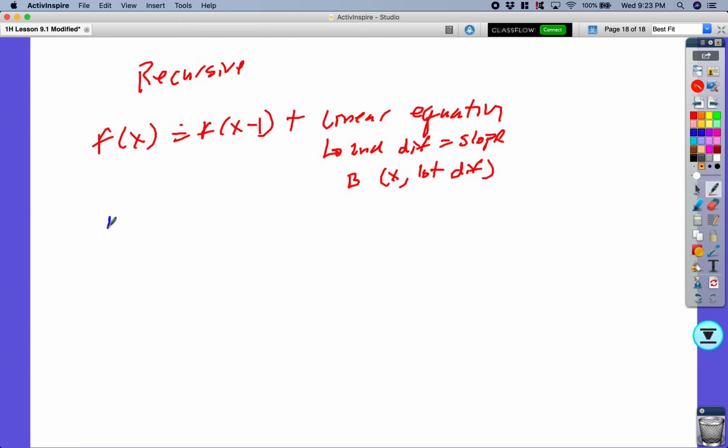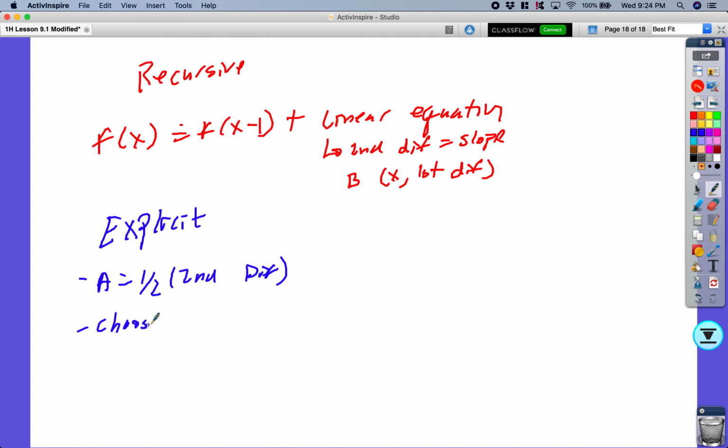Second thing we learned today is explicit. And if you remember explicit, it's what we just did here. First, we need to find the a value, which is just 1/2 of the second difference. Then we choose 2 points, plug them in, and then we eliminate c, and then finally we plug in all the rest of the values to come up with the final quadratic equation, y equals ax squared plus bx plus c.